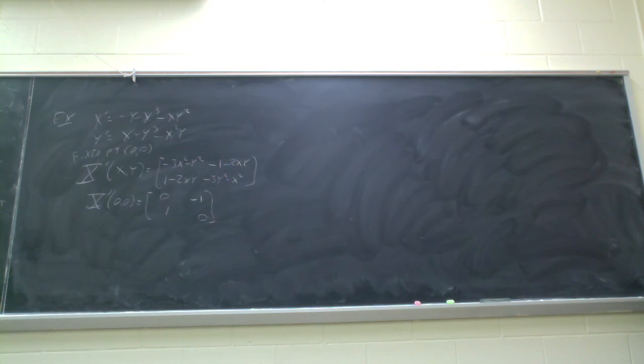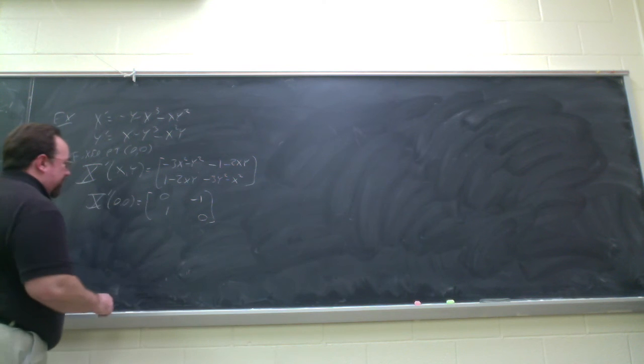Okay. Determinant non-zero. Determinant is not 0. But what are the eigenvalues of this matrix? 0, 0? No, it's not a diagonal matrix. I mean, it is, but we looked the wrong way. You can't say it's the diagonal entries. Is there a way you can quickly tell what the eigenvalues are?